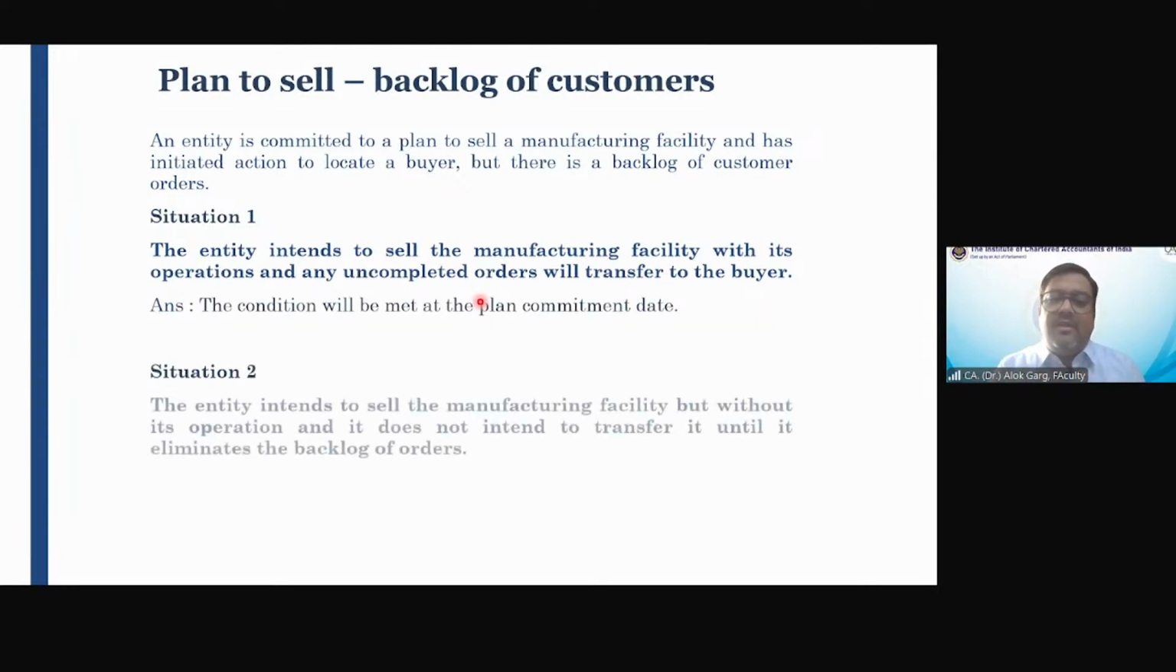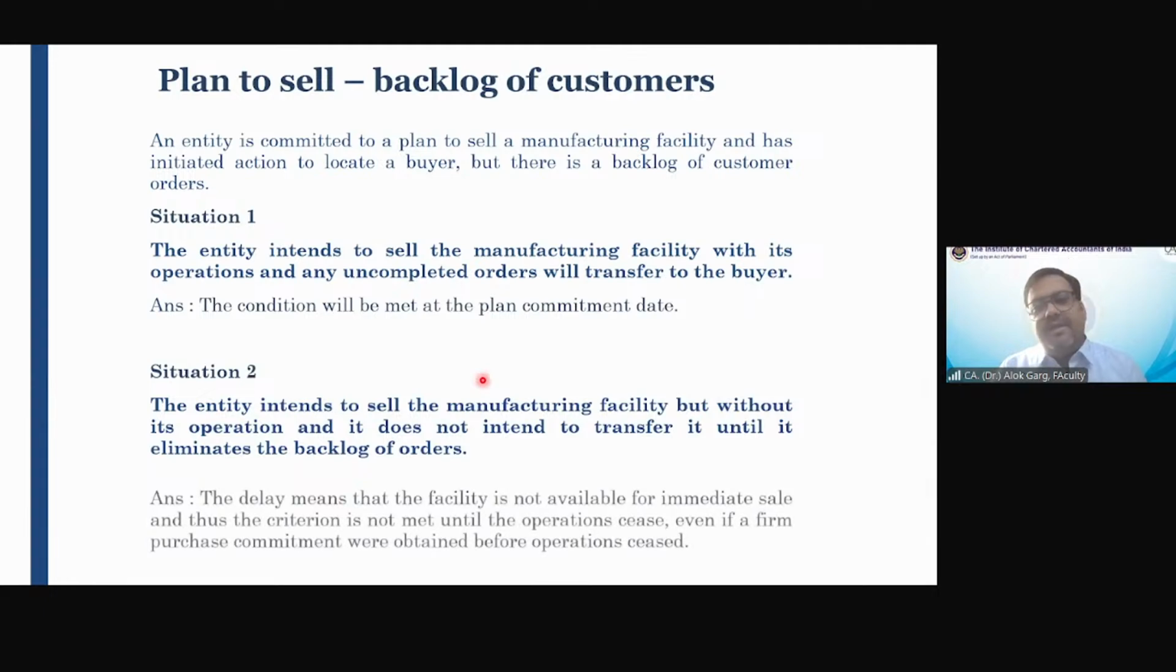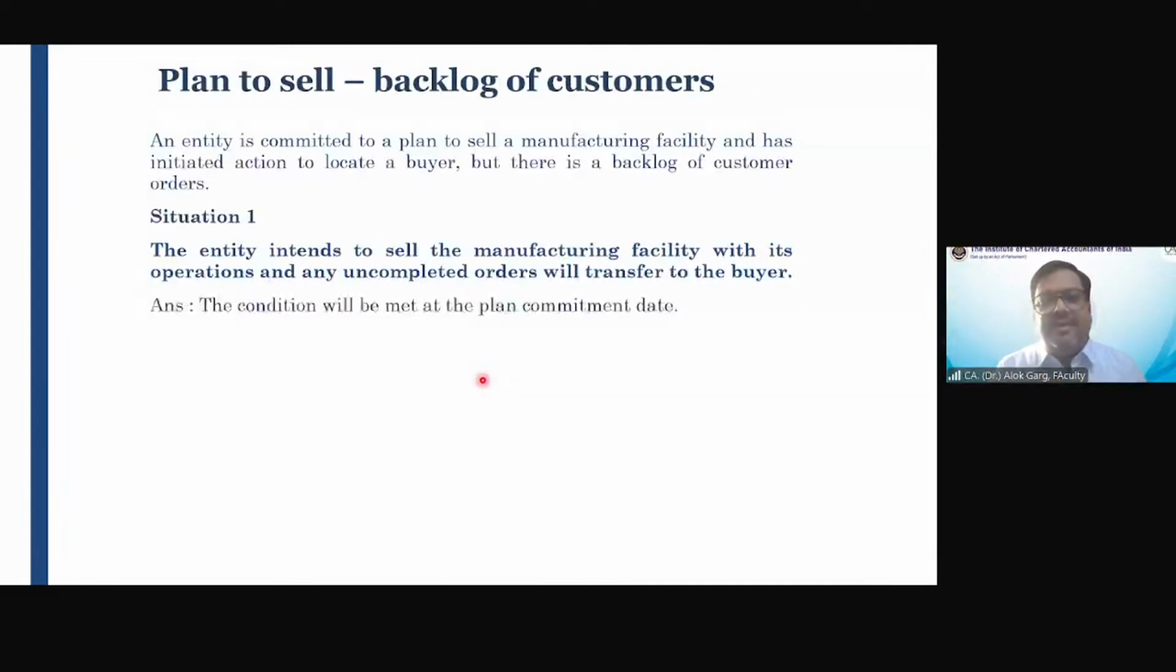Second situation, the entity wants to sell the factory but without its operation, and it does not intend to transfer it until it eliminates the backlog of the customer orders. Not meeting. ISPC not meeting.